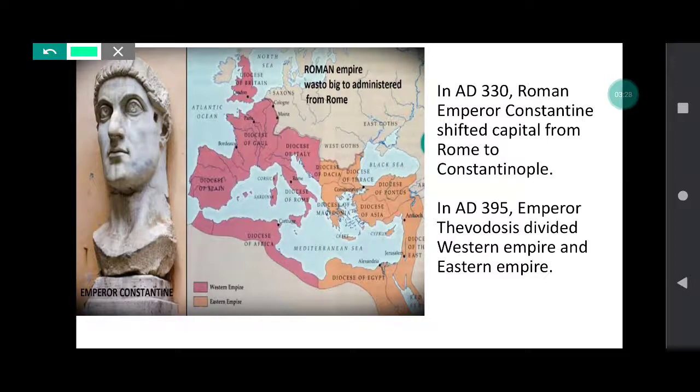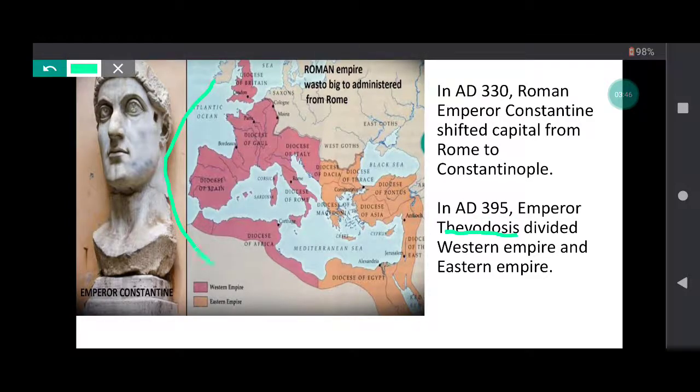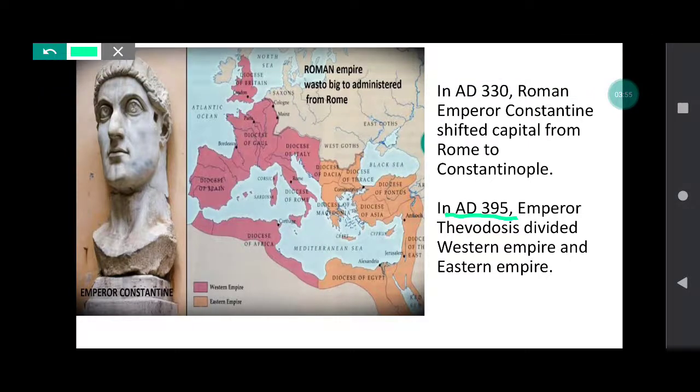Now the second thing that happened is that in AD 395, Emperor Theodosius divided the empire. You can see the Western Empire in red color, and in orange color the Eastern Empire. So it was divided into two, Western and Eastern. This was done to administer properly. All the concerns pertaining to the Western Empire had Rome as the headquarters, and all the decision making for the Eastern Empire was done from Constantinople.